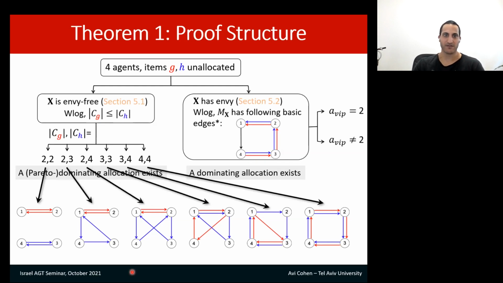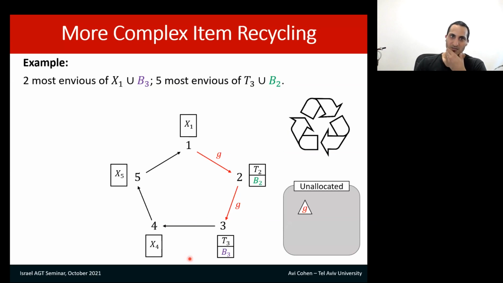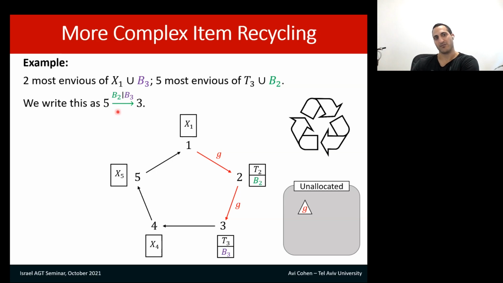And just to give some sense of the more advanced techniques that we have to solve these cases, I'll show two more complicated examples. So in this example, agent 2 is most envious of X1 cup B3, and agent 5 is most envious of T3 cup B2. So not X3, just the top, T3. We write the fact that it's most envious of T3 cup B2 as an edge labeled B2 mid B3, meaning he wants to add B2 and discard B3.